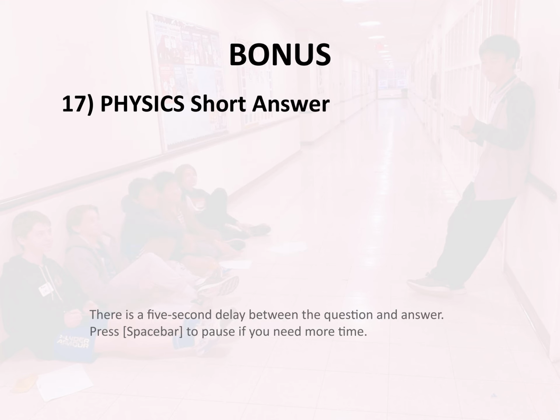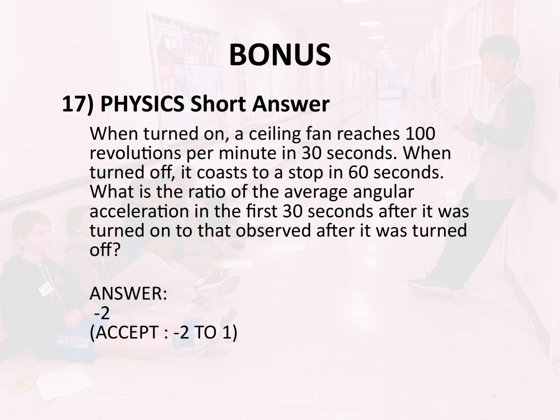Bonus 17. Physics. Short answer. When turned on, a ceiling fan reaches 100 revolutions per minute in 30 seconds. When turned off, it coasts to a stop in 60 seconds. What is the ratio of the average angular acceleration in the first 30 seconds after it was turned on to that observed after it was turned off? Answer. -2.